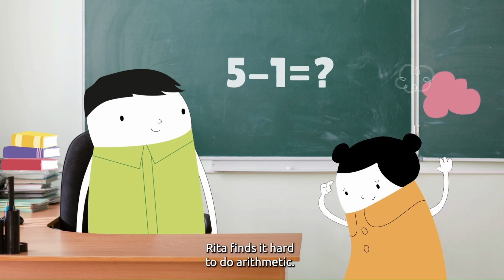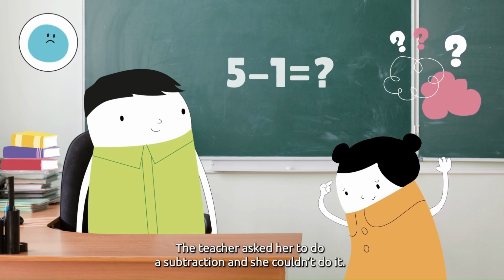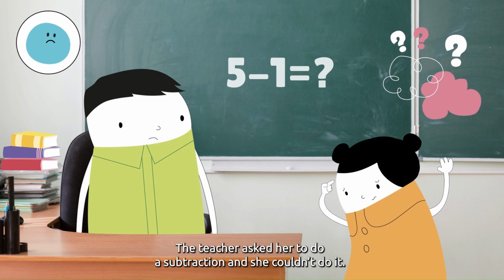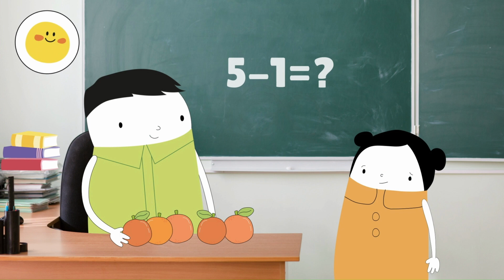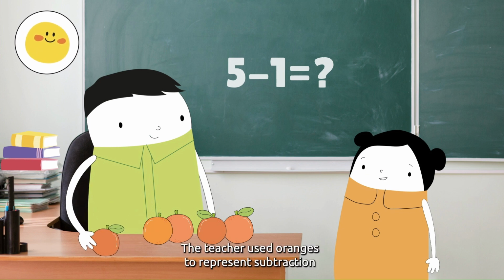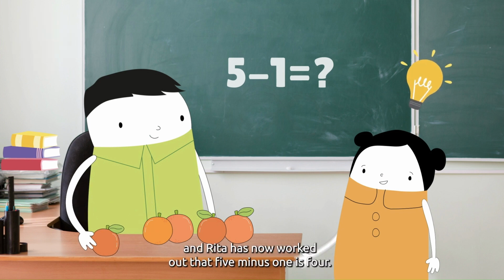Rita finds it hard to do arithmetic. The teacher asked her to do a subtraction and she couldn't do it. The teacher used oranges to represent subtraction, and Rita has now worked out that 5 minus 1 is 4.